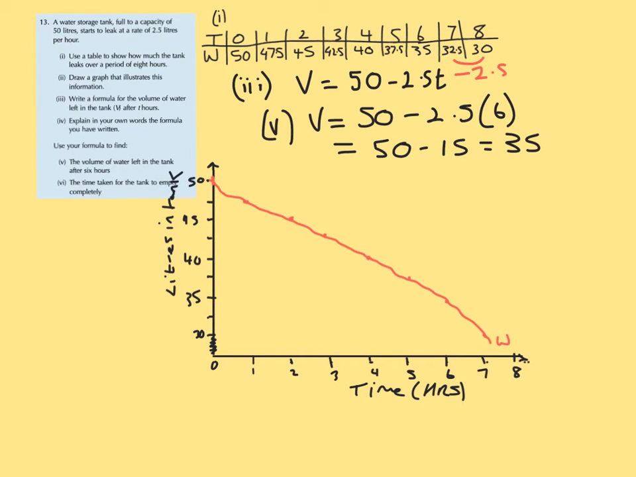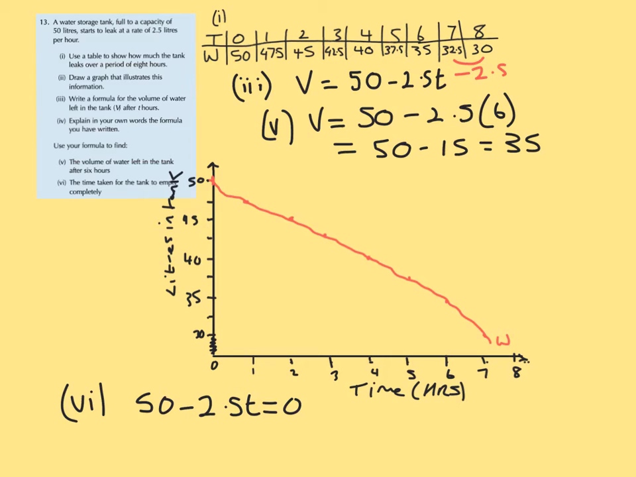And it says the time taken for the tank to completely empty. Okay, so this one was probably something that you kind of struggled with. I'm going to actually do this one down here. So if the tank is going to be completely empty, what that tells me then is that 50 minus 2.5t will be equal to 0. Okay, and then what I need to do there is I need to solve for t.